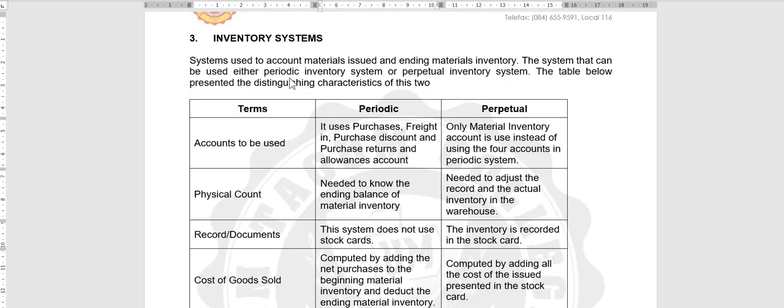Okay, so ano ba yung inventory systems? So these are systems used to account materials issued and ending materials inventory or ending merchandise inventory na dapat. So the system that can be used can be either periodic inventory system or perpetual inventory system.